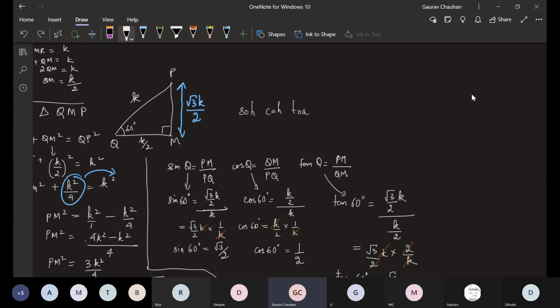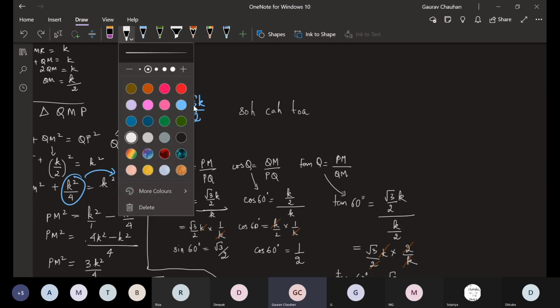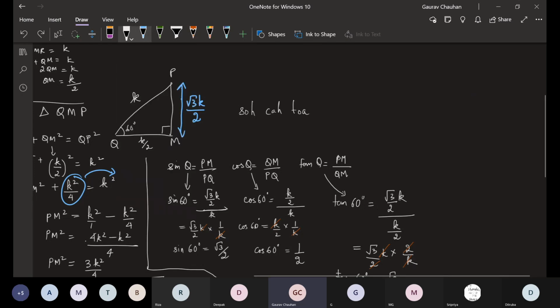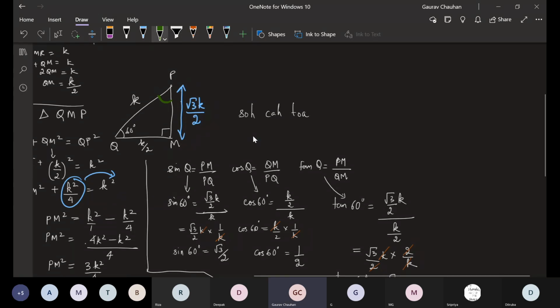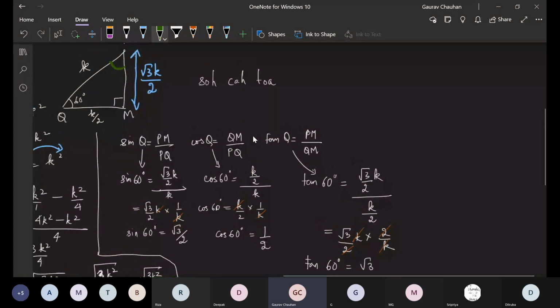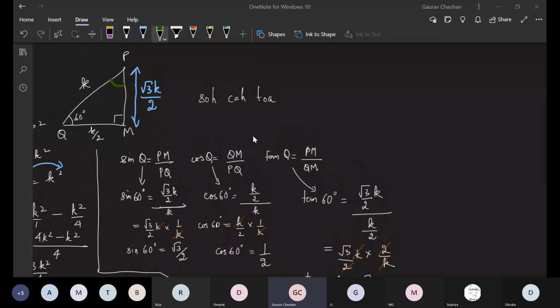Now what we're going to do, guys, we're just going to change our perspective, and we're going to look at angle P now. Same triangle, but we're going to look at angle P. Can someone tell me why we are doing angle P? Why we are talking about angle P? What is angle P's value going to be?